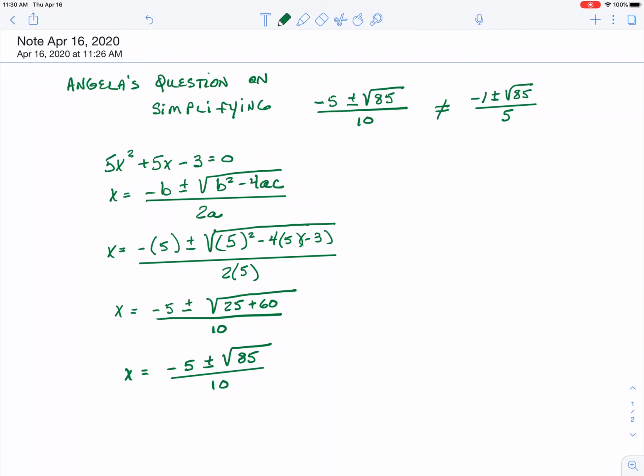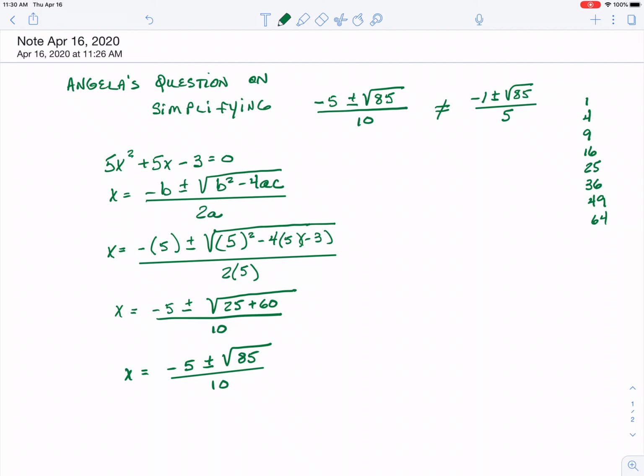simplifying that? Well, first you would check on the 85 to see if there are any perfect squares that are factors of 85. So if I come over here and make a list of my perfect squares, none of those is a factor of 85. So I cannot simplify the square root of 85.